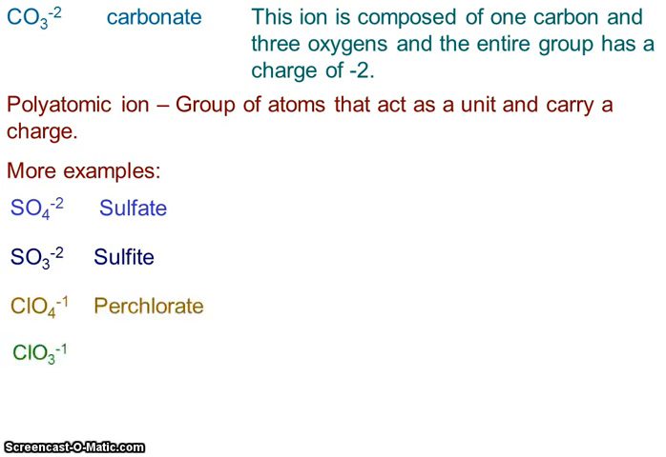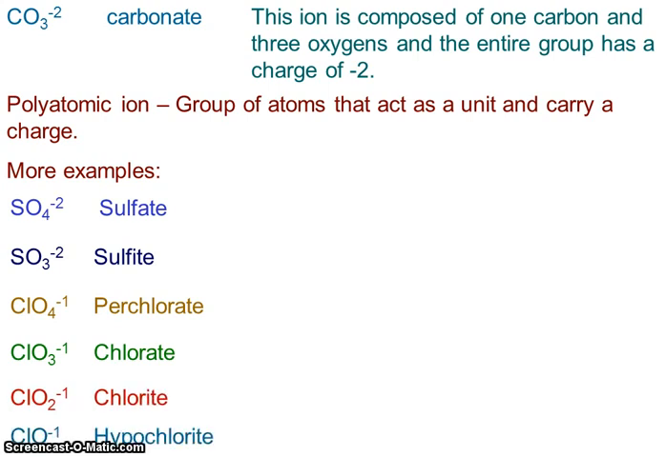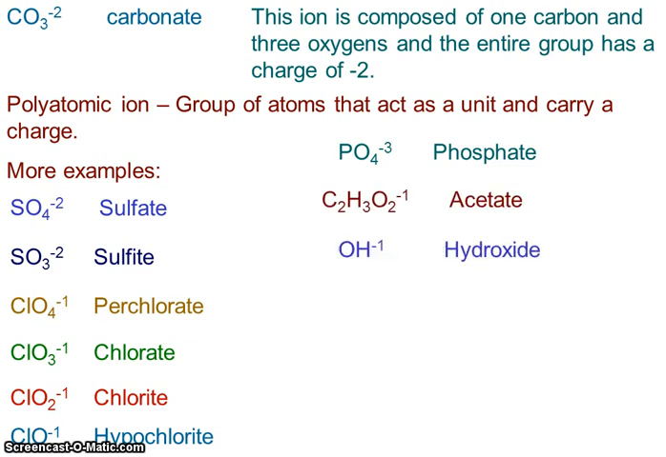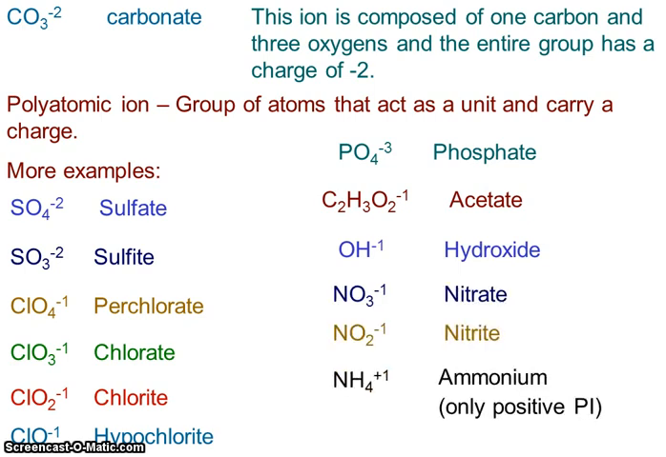ClO4 negative is perchlorate. ClO3 negative is chlorate. ClO2 negative is chlorite. ClO minus is hypochlorite. PO4 3 negative is phosphate. C2H3O2 negative is acetate. OH minus is hydroxide. NO3 minus is nitrate. NO2 minus is nitrite, and NH4 plus is ammonium. Notice that ammonium is the only positive polyatomic ion mentioned.